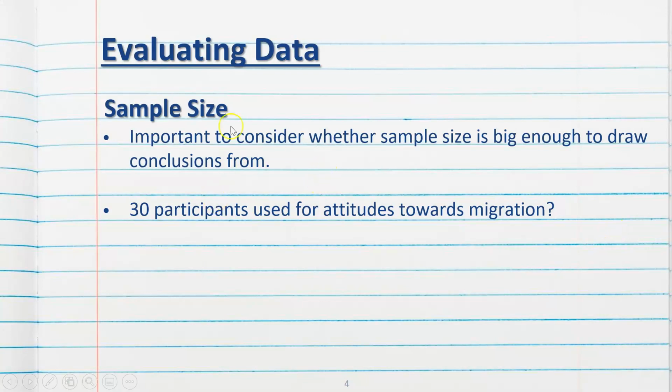Okay, as an extension of that, it's also important to consider whether the sample size is big enough to draw conclusions from. So, is 30 participants enough to measure society's attitudes towards migration? Absolutely not, okay? The sample size is far too small. So I would need to increase the sample size and do the experiment several times, or the investigation several times, in order for it to become not only more representative, but obviously we need to increase the actual sample size so we can make more conclusions, all right? So 30 participants is not enough of a sample size to draw conclusions.